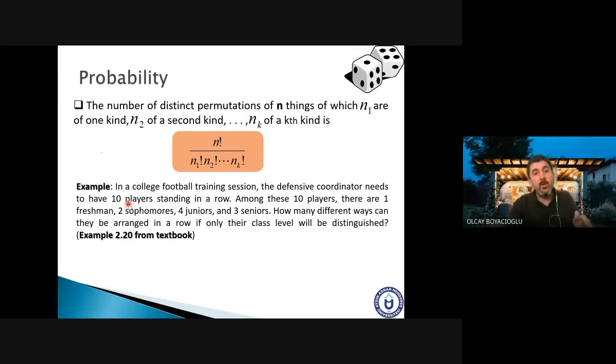There are rules. Out of those 10 players, one of them has to be a freshman. Freshman means first-year university student. Two of them should be sophomores. Sophomore means second-year student. Four of them should be juniors, third-year students. And only three of them could be seniors. That means fourth-year students. All right? So these are also the years for the university.